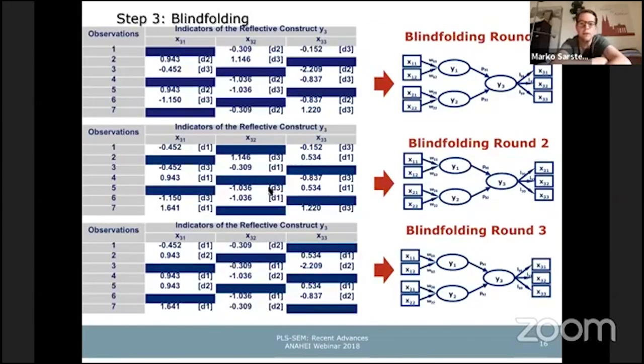So this is actually illustrating it. In the first blindfolding run, we still have data for all the observations in place. The boxes that are shaded here, for these we have the mean value replacement. And the model is estimated for blindfolding run 1, 2, and 3. In each of these runs, we try to predict the omitted data points. And I'm always talking about data points, not observations here, because again, we're not deleting entire observations.